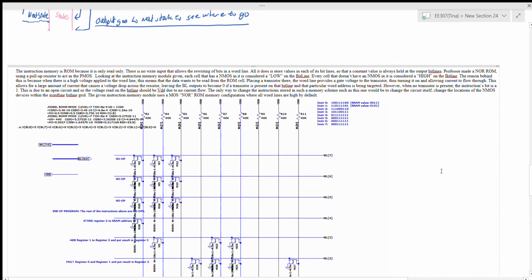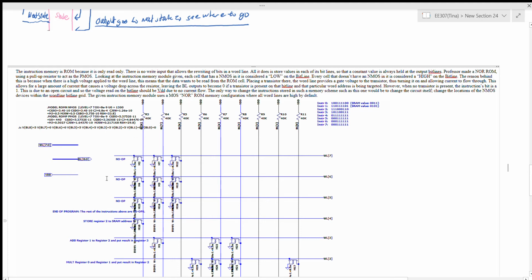So Tina basically made the instruction memory for us, and inside, if you click inside the schematic, it shows that the instruction memory is basically ROM, because it is read only. And so there is no write input, as you can see on the left, that allows the rewriting of bits in a word line. All it does is store values in each of its bit lines, so that a constant value is always held at the output bit lines.